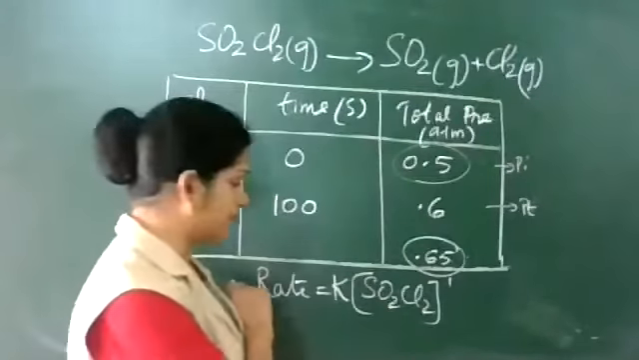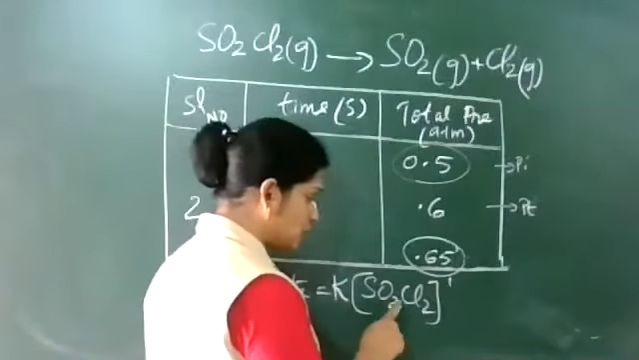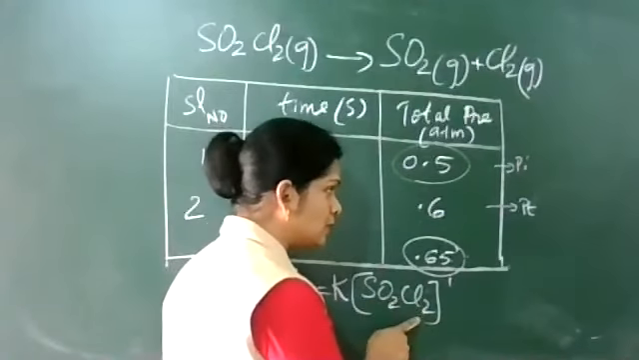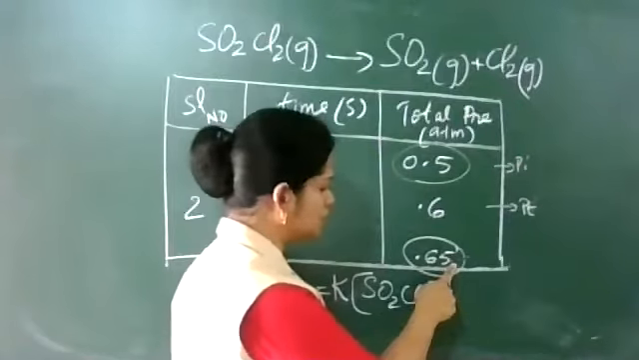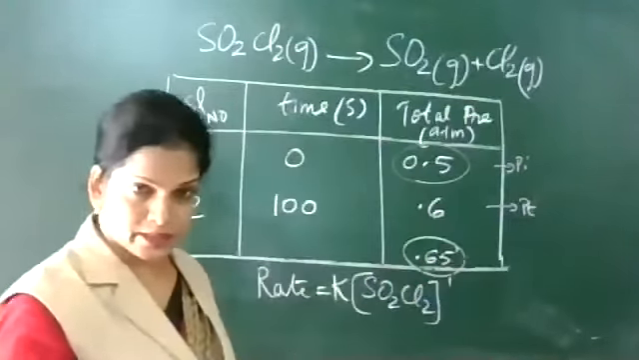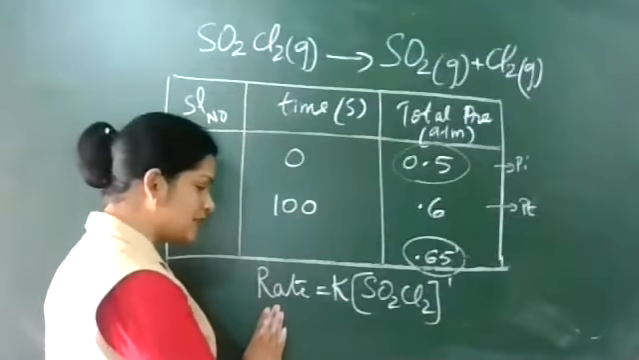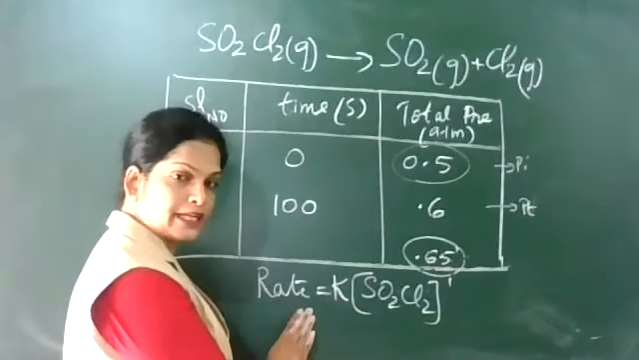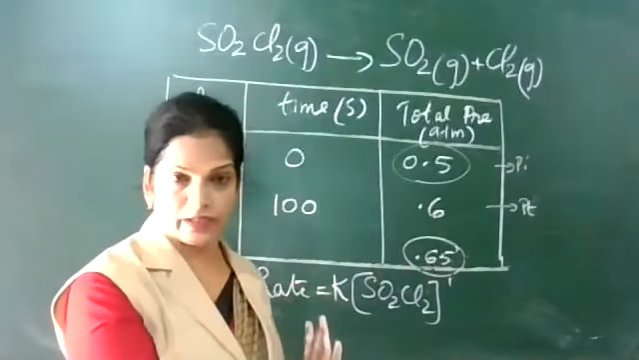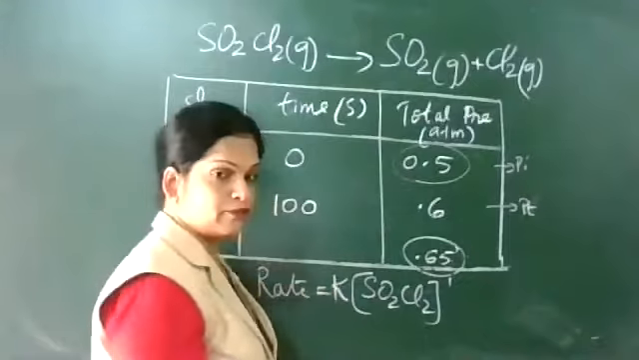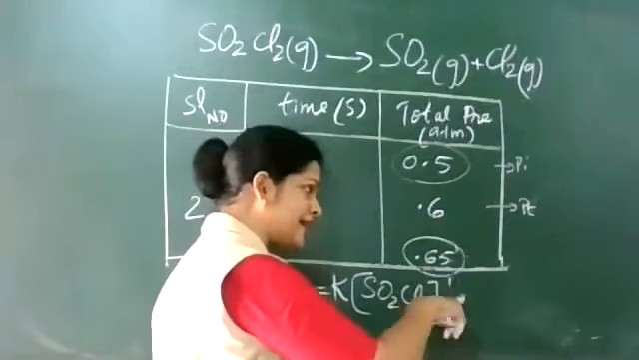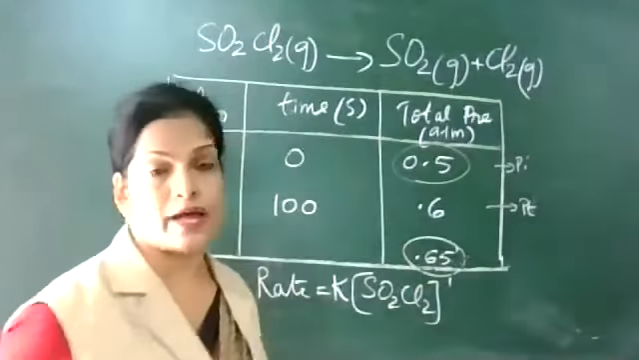Just now we have found out K. SO2Cl2 is concentration. What is the concentration of SO2Cl2 when the total pressure is 0.65? That is the question. You have to write the rate of the reaction. For finding the rate of the reaction, you need two things. That is K, the K for this reaction, and the concentration of SO2Cl2 when the total pressure is 0.65.